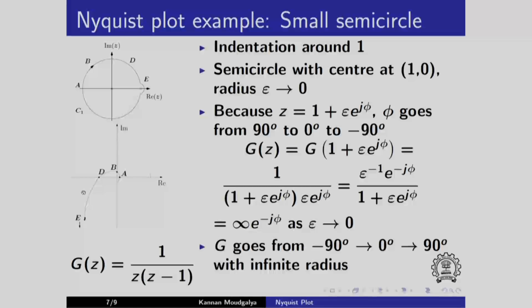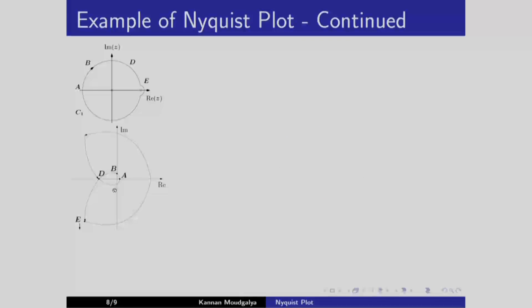We cannot write infinity in this paper, so we have indicated it as R going to infinity. So this circle of infinite radius starts here, goes through 0 and then concludes at plus 90. So here is the circle. We can now complete the plot by connecting all the other points, and notice that it is symmetric about the real axis. This is the Nyquist plot we obtained.